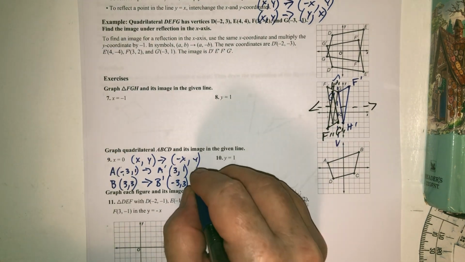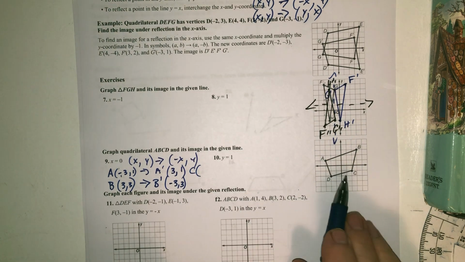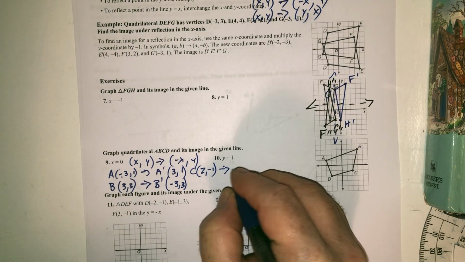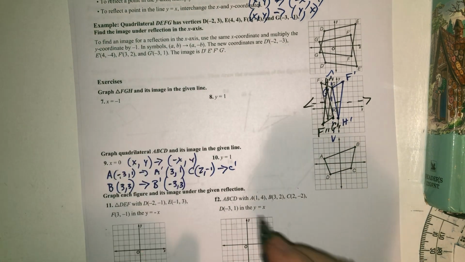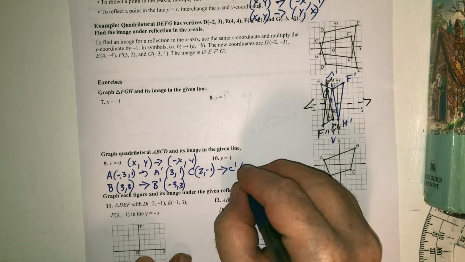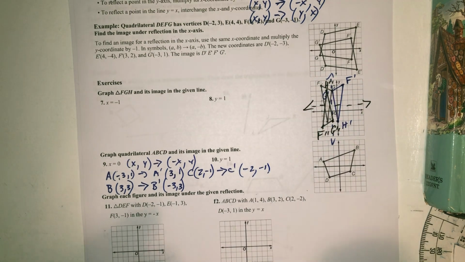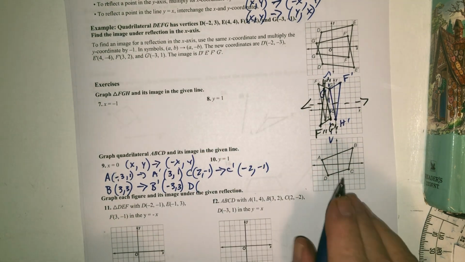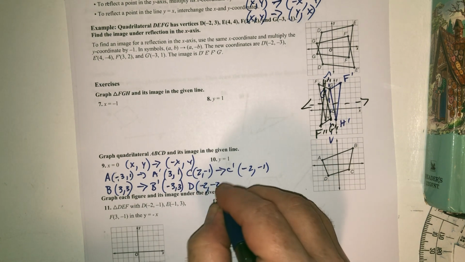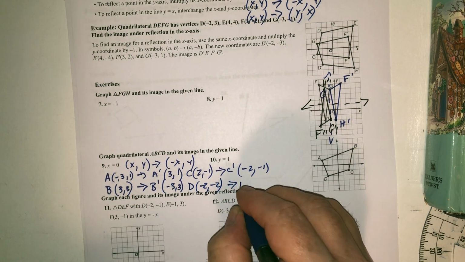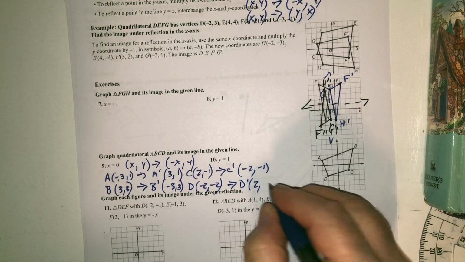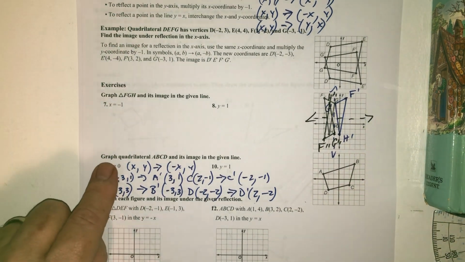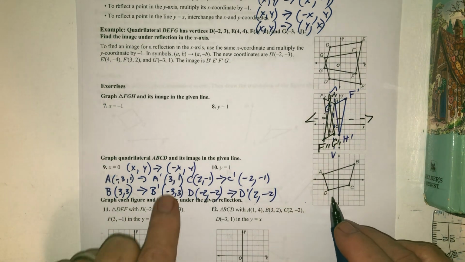C, which has coordinates of (2, -1), will transform to C prime, which would have coordinates of (-2, -1). And then finally, the fourth point of that quadrilateral, D, has coordinates of (-2, -2), and that would transform to D prime, which would be (2, -2). And then you could graph that because it told you to graph it. You always want to follow the instructions.